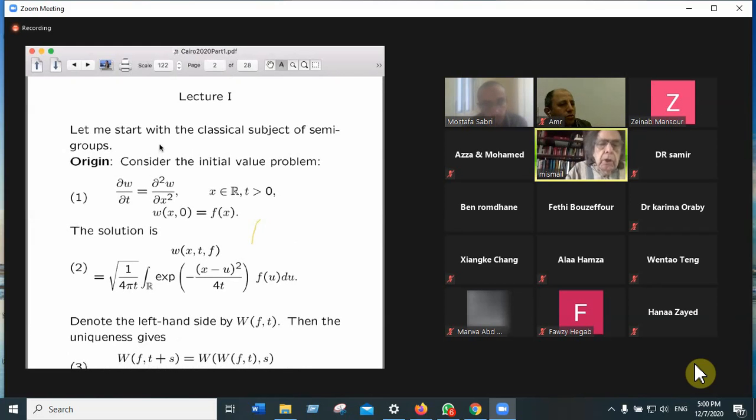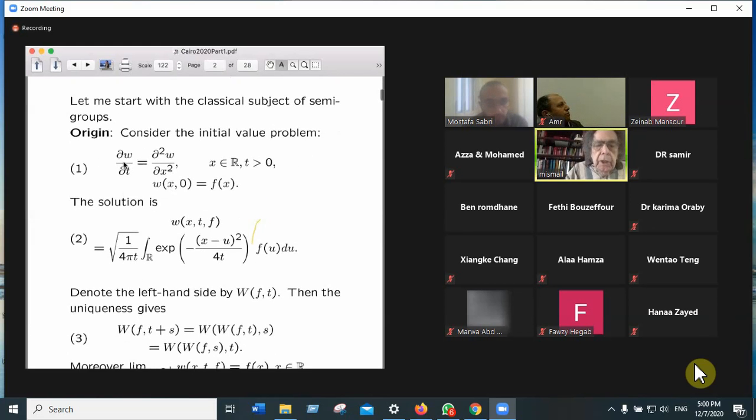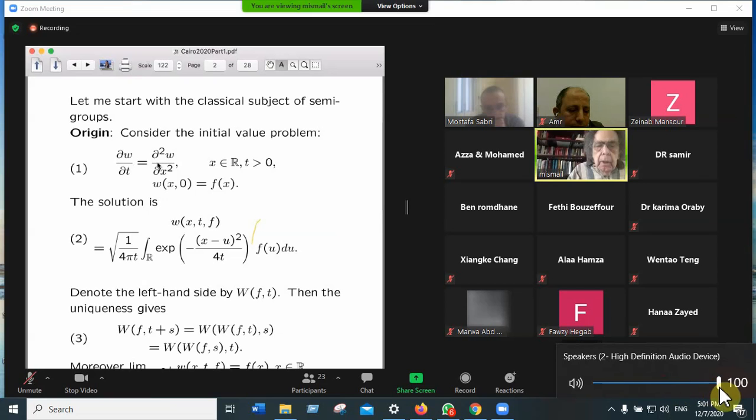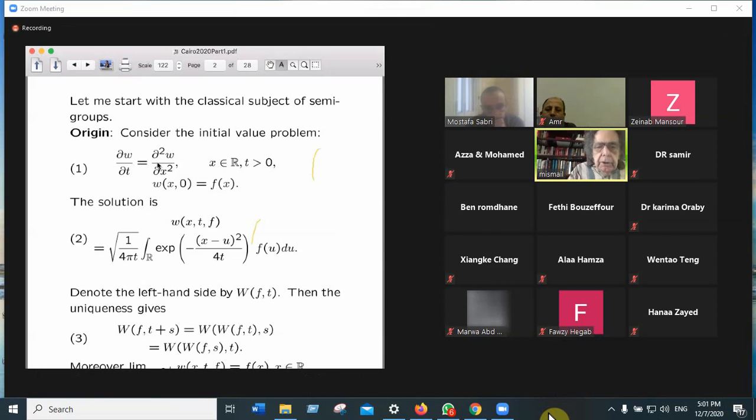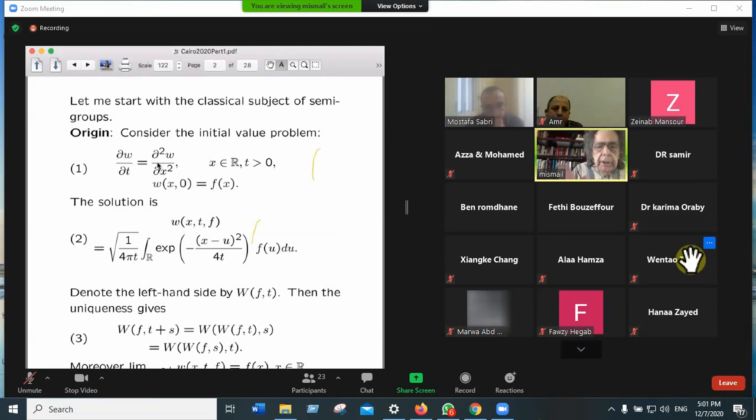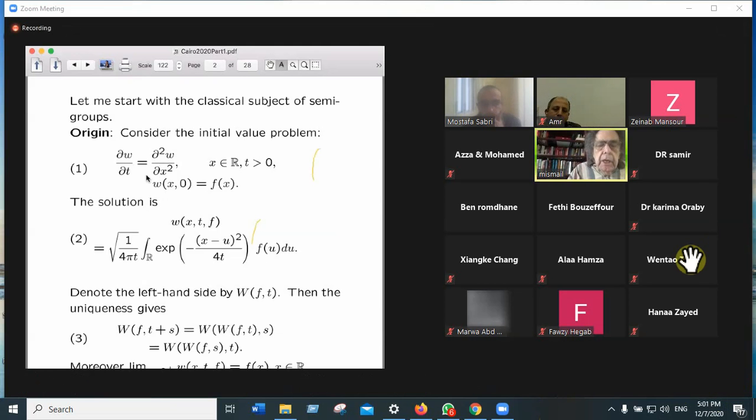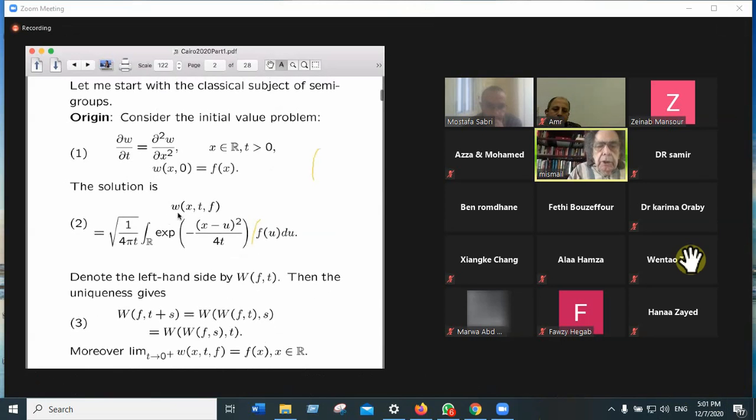Okay. So if you start with this partial differential equation, this is an initial value problem. At time 0, you specify the function, and otherwise it satisfies this partial differential equation. And you want to solve this. We teach this in any course in PDEs: heat equations, wave equations, this and that, and so on. So the solution can be written this way.